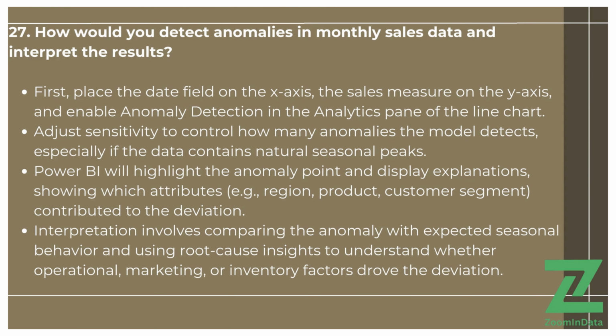27th question. How would you detect anomalies in monthly sales data and interpret the results? First, place the date field on the x-axis, the sales measure on the y-axis, and enable anomaly detection in the analytics pane of the line chart. Adjust sensitivity to control how many anomalies the model detects, especially if the data contains natural seasonal peaks.